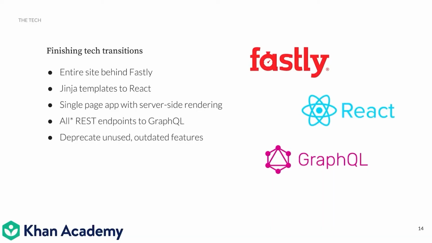So the first part of our tech transition for this was finishing other technical transitions we had already started. We were early users of React, for example. We wanted to replace all of our Jinja templates in Python with React. So basically our Go backend was never going to generate HTML pages for the web. We wanted to get all of our services behind Fastly, which is a great CDN. We wanted to move all of our REST APIs as much as possible to GraphQL, which we had already started doing.